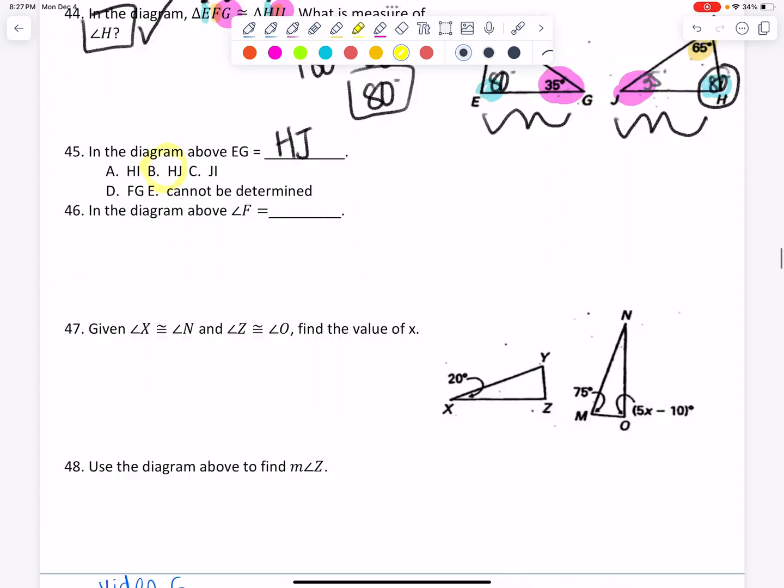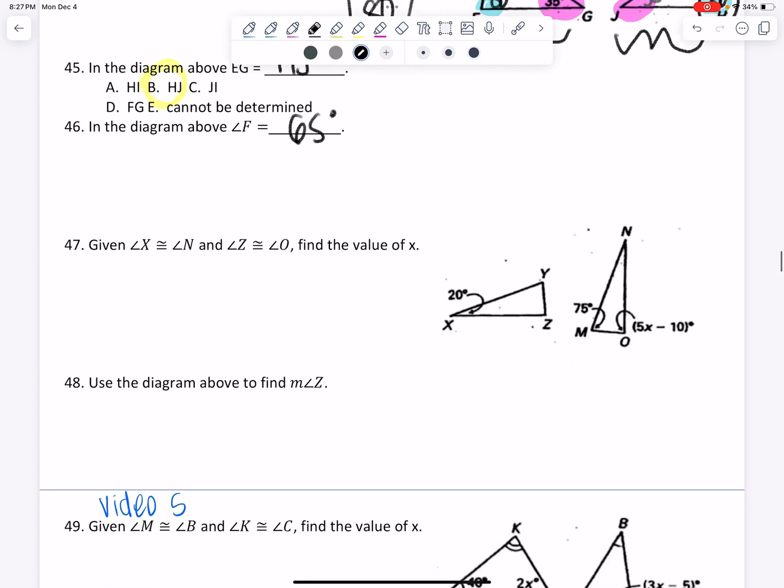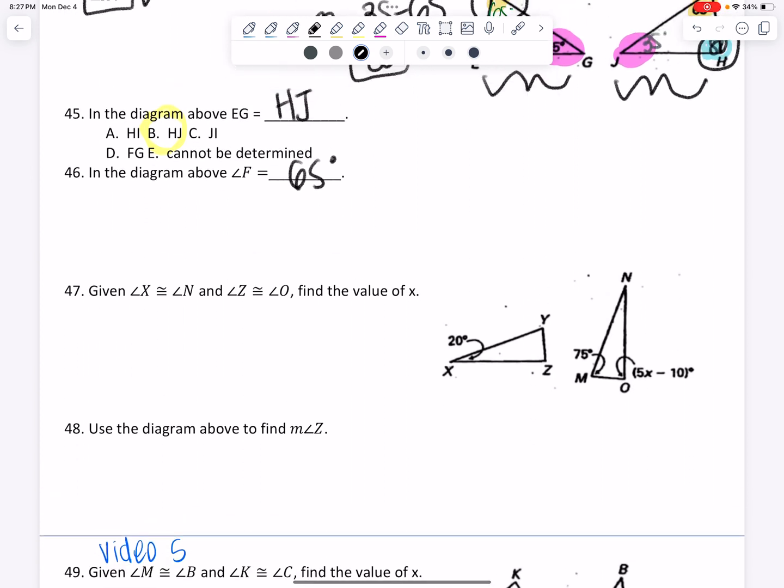Okay. In the diagram above, how do you know what angle F is? Well, we've already filled it in, thankfully. Angle F is 65 degrees. Okay. And then the last two. We are given that X is congruent to N, so let me color code that, 20 and 20. Okay, and Z is congruent to O. Z and O are congruent, so there's Z, there's O.